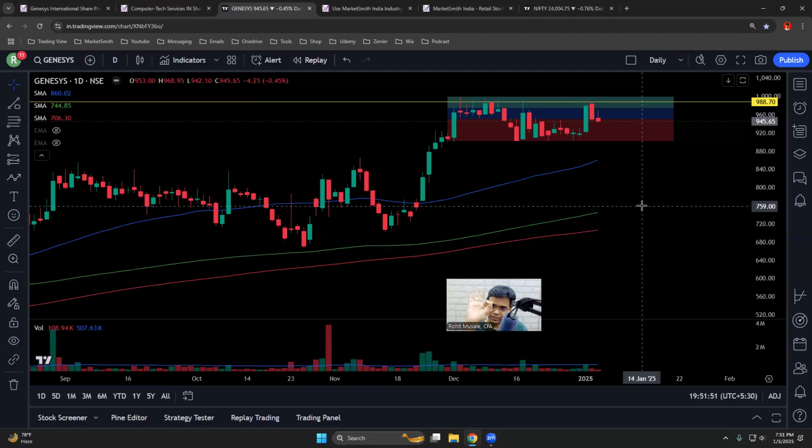You have to master 3 skills: stock selection, trade execution, and trade management. Before you get into trade execution and trade management, you better become good at stock selection, because stock selection is like half the battle won.